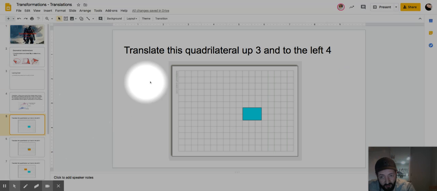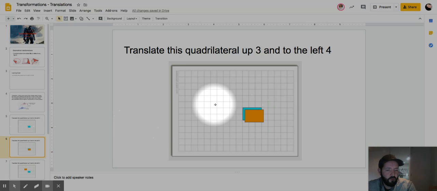So this example says translate this quadrilateral up 3 and to the left 4. Okay, so the first step is we always want to leave our original object in place because if you lose track of your counting or whatever, it's always good to be able to refer back to this to know where our starting point was. So what I'm going to do here is create a duplicate of that original object, which is now my image. All right, so you can see I've still got my blue one in its original shape. I've just created a duplicate of that, which is the one that I'm going to be moving around from here. So we want to move that up 3 and to the left 4. And that's going to look like this.